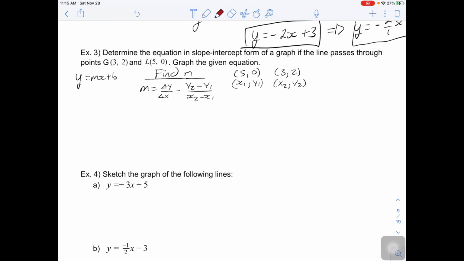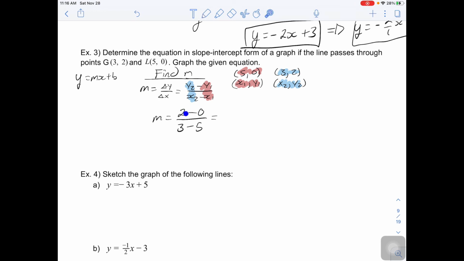And from here, now we're plugging in. So my x1 and my y1 are 5 and 0, so that will be these 2 values. My x2 and my y2 are 3 and 2, and that's x2 and y2 there. So now we can solve for slope. What's my y2? My y2 is 2. Subtract my y1, which is 0. Divide x2. My x2 was 3. Subtract my x1, which is 5.